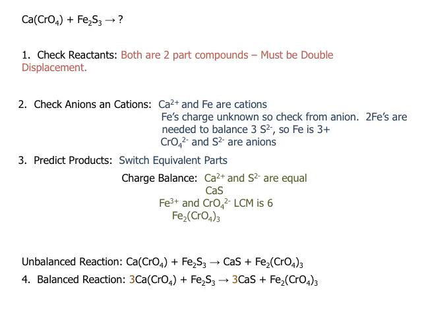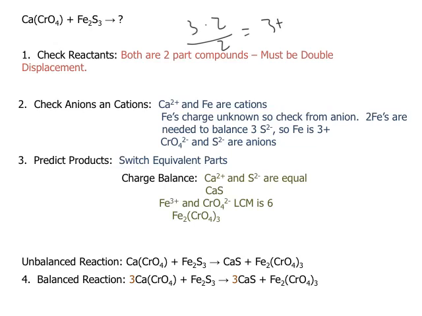Alright, gave you a D block in this, so calcium's alkali earth metal, it's +2. Chromate's a polyatomic ion, it's -2. D block, but we do know that I have 3 sulfurs. They're 2- apiece, being balanced by 2, so Fe is 3+. So now I have my charges on everything, and we're going to switch the equivalent parts.